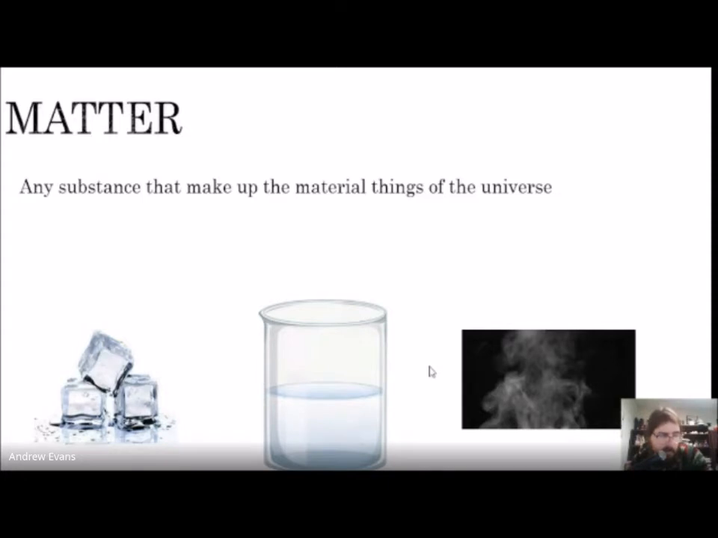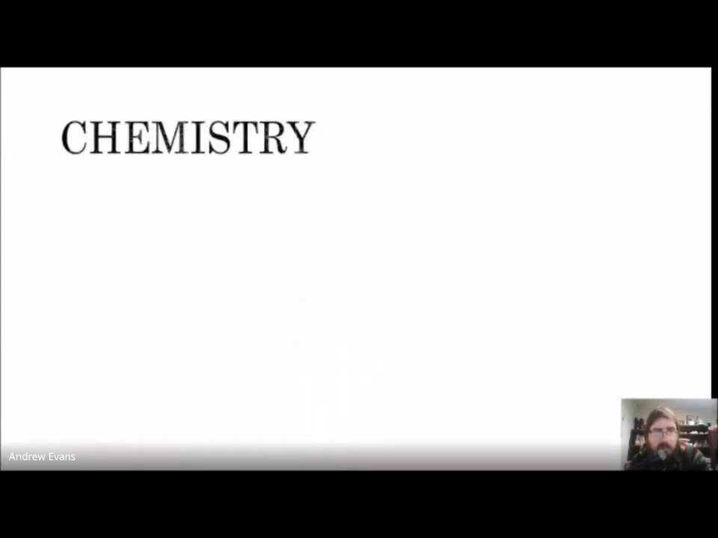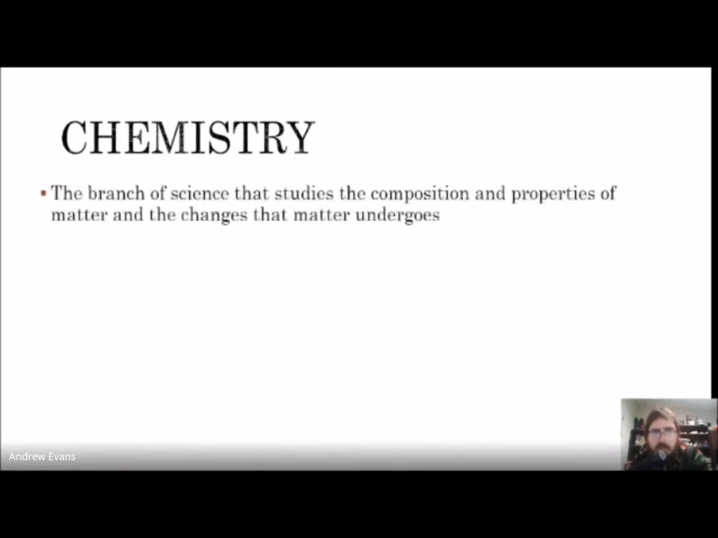One thing we need to worry about is chemistry. Now, chemistry turns out to be the branch of science that studies the composition and properties of matter and the changes that matter in turn undergoes. So we're worried about not just the things that make up the universe, but how they are going to change, how elements will change, how we combine things together and break them apart, and how the properties will change when we do that.